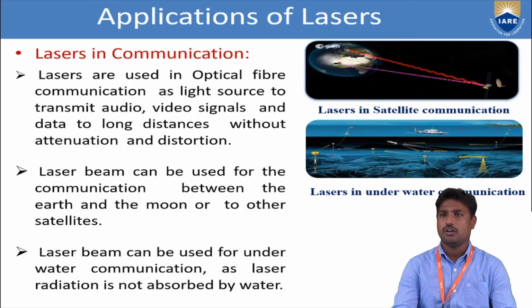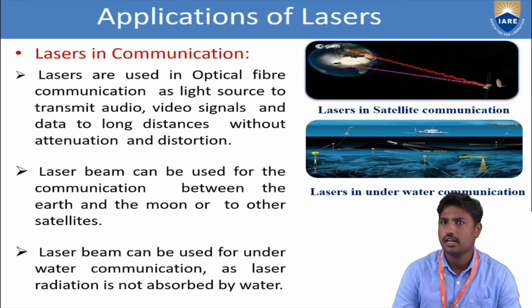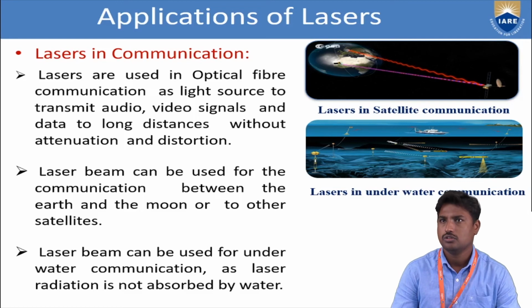So how are we using lasers in communication? Nowadays, to communicate from the earth to the moon, we are using a laser source only. The light source is used to transmit audio or video signals and data over long distances without attenuation and distortion. Attenuation is nothing but loss in the signal. Without attenuation and distortion, we are sending video signals or data over longer distances without using any repeaters. That is possible only with lasers and optical fiber cables. So using the optical fiber cable, we are sending laser light.